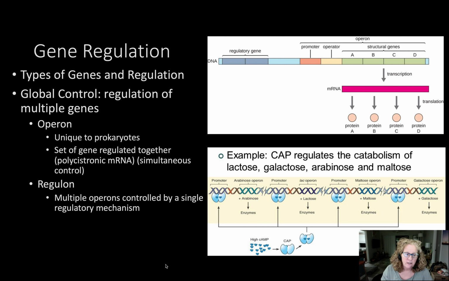Now, other types of gene regulation. We have global control, where we regulate a whole bunch of genes in one sitting. An example of this would be operons. Again, operons are unique to bacteria. They are where we have multiple genes all being regulated by a single regulatory region. Here we have an operon, and here are all of the genes that are associated with this operon.